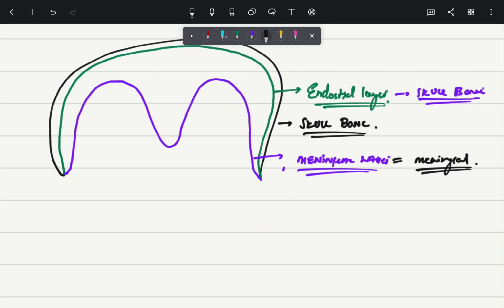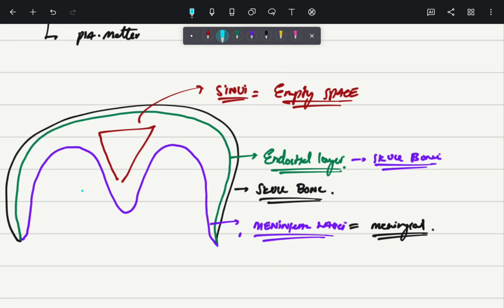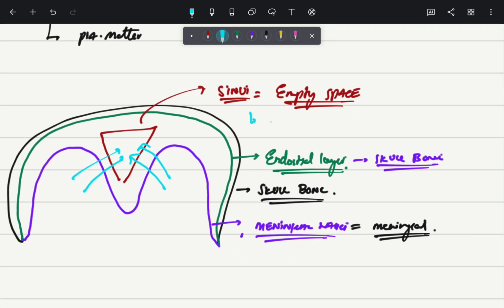Now in between the two layers there is this sinus. Can you see the sinus here? Now what is meant by a sinus? A sinus is nothing but an empty space. In this empty space the veins of the cerebral cortex will drain the venous blood. Hence it is called a venous sinus.